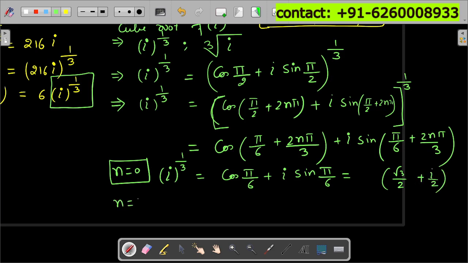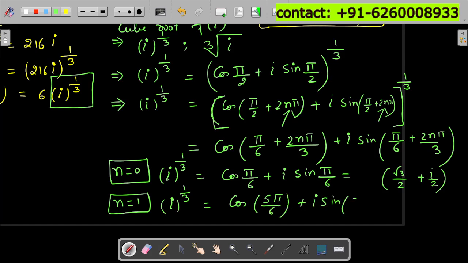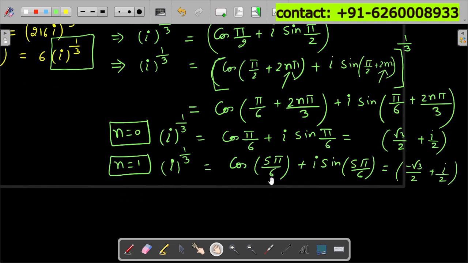Similarly, when we put n = 1, what will we get? We will get the cube root of i, putting n = 1 in this expression here and here, cos 5π/6 + i sin 5π/6. We have to find the value of cos 5π/6 and sin 5π/6. Its value should be equal to −√3/2 + i/2. If you have any doubt how we find the value of cos 5π/6 and sin 5π/6, please let me know in the comment section so that I can include it in some other video.